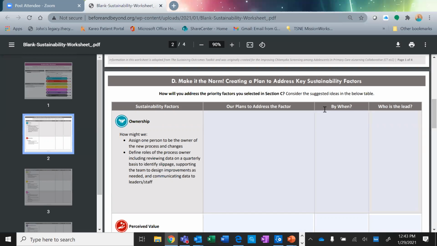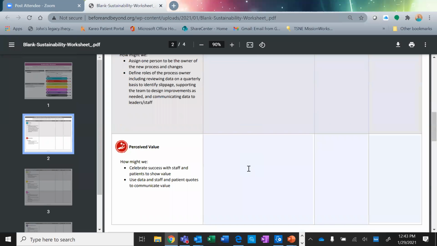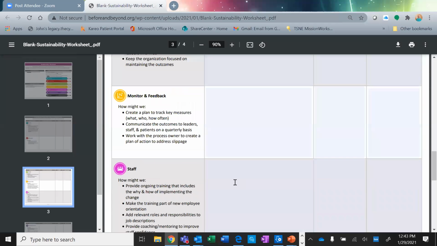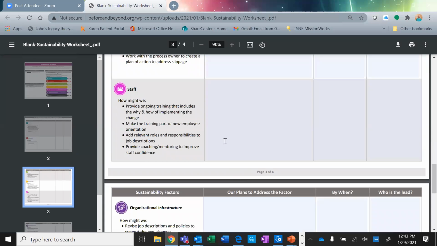But see, you've got a plan here. Remember, when we write goals, it's always important to have who's going to do it, when it is going to get done, and how we are going to do it. So that's all there. Perceived value, leadership, monitor and feedback, and staff.